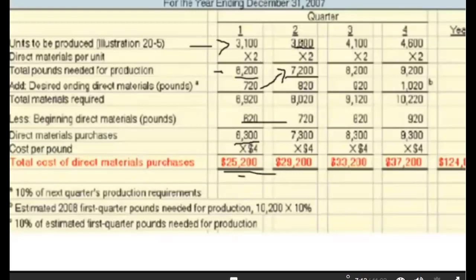Again, second quarter, that's what we need for production. We also need 10% of third quarter. There's our total needs, but we already have 720. So therefore, we need to purchase 7,300, and it costs $4 per unit. So that's how we build the direct material budget.